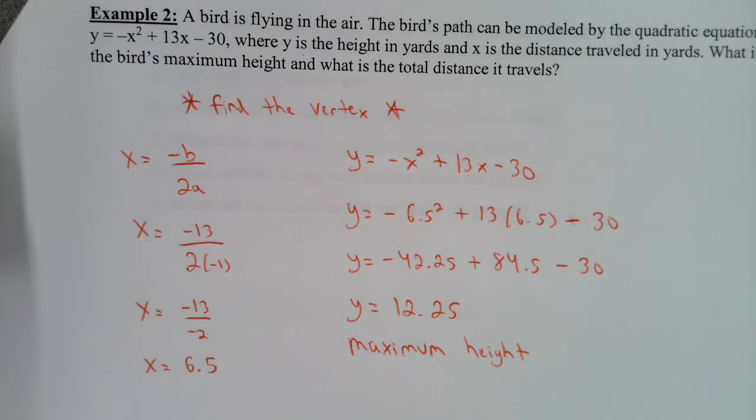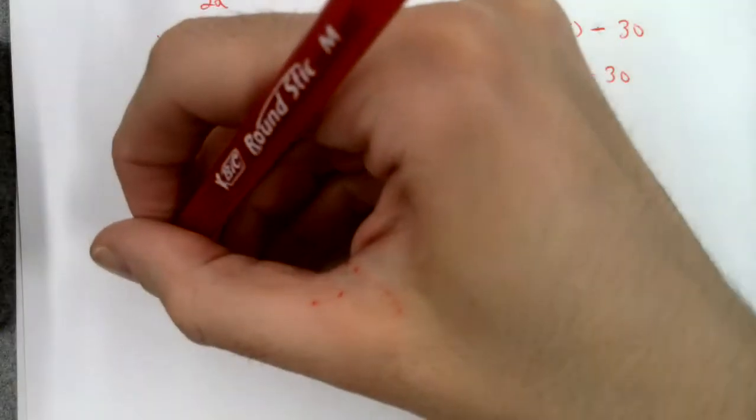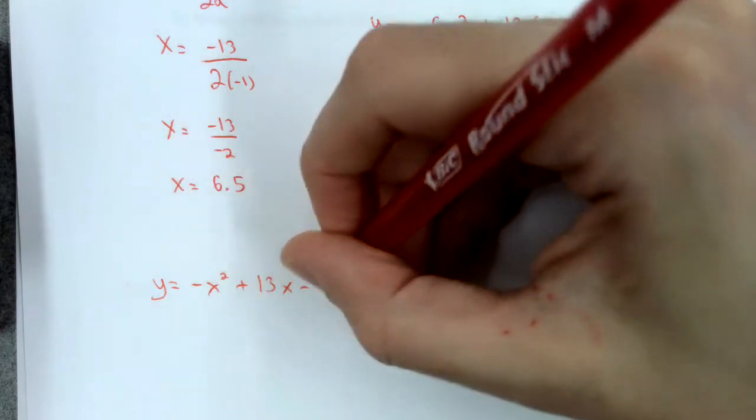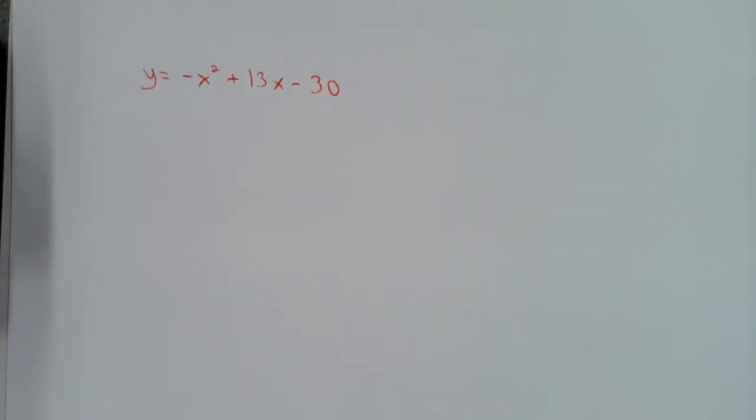Okay, so what is the bird's maximum height? We got that. What is the total distance it travels? Okay. Let me recopy the equation from above. So the bird is starting on the ground, then it's going to fly, and then it's going to land on the ground. So what is the difference it travels from when it starts on the ground to when it flies and when it lands on the ground? So the height when it's on the ground is 0.